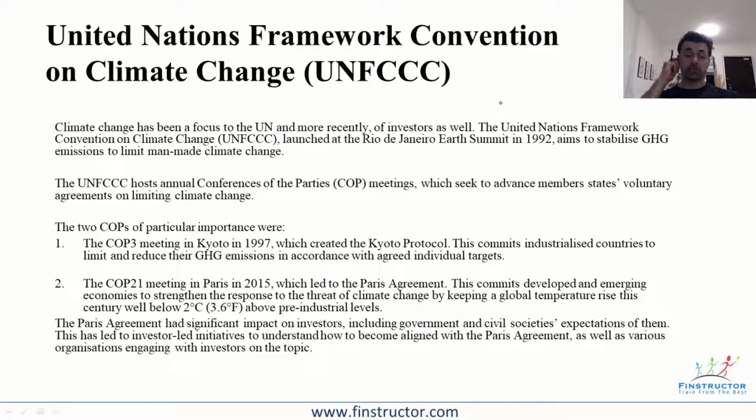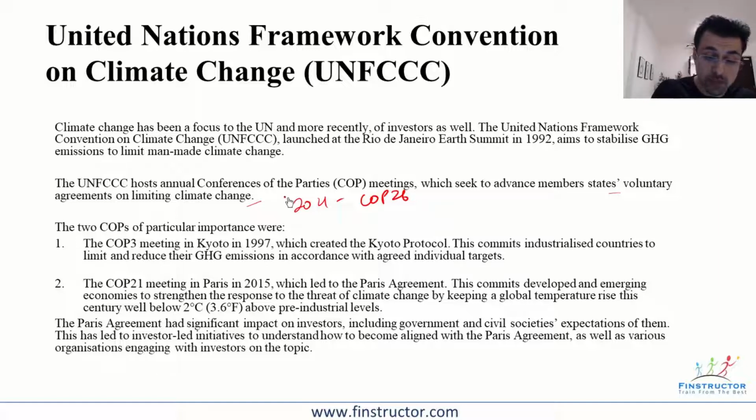Another very important initiative by the United Nations is the Framework Convention on Climate Change. So it has been a focus of the United Nations and more recently of everyone in the world, including investors. Climate change is a very important topic today. And the UNFCCC hosts conferences of parties. So COP is what is called conferences of parties, which seeks to advance member states' voluntary agreements on limiting climate change. And the most recent one that we had in 2021, I think it was COP26, wherein again a lot of nations made commitments to become net carbon zero or decarbonize in a very big way in the coming years.